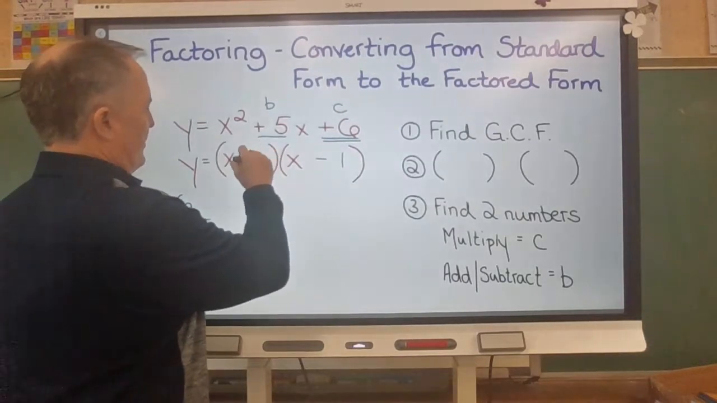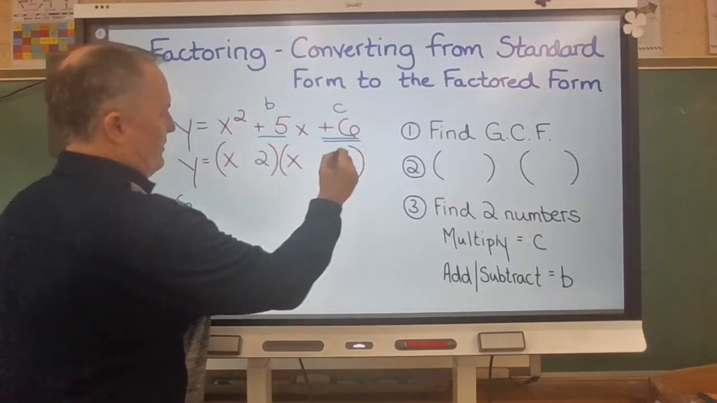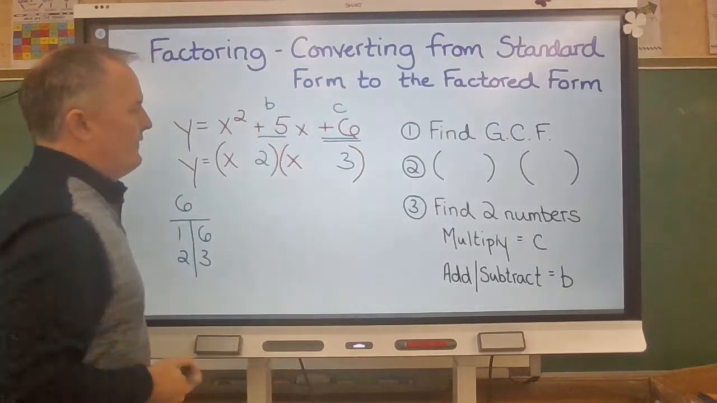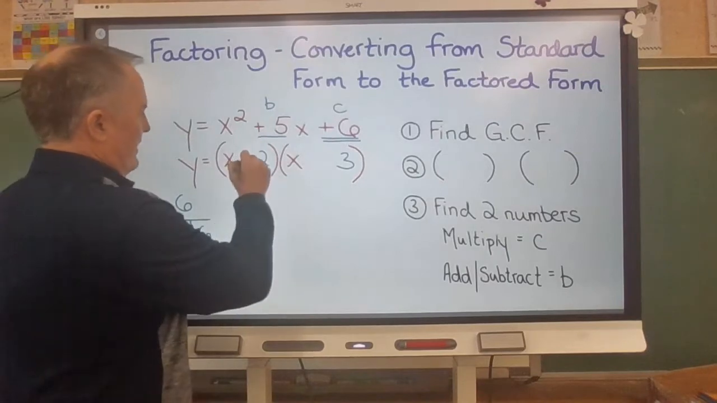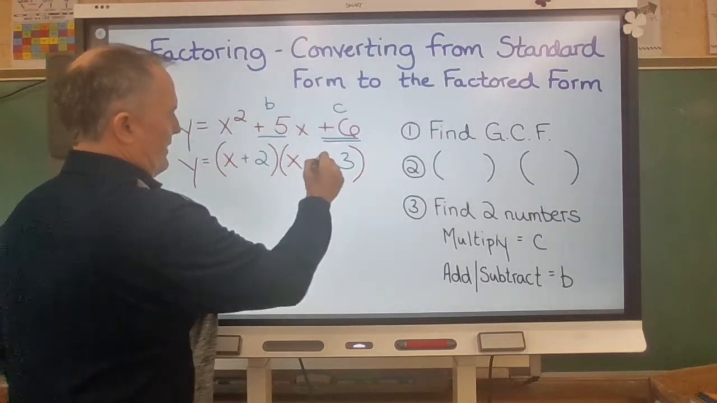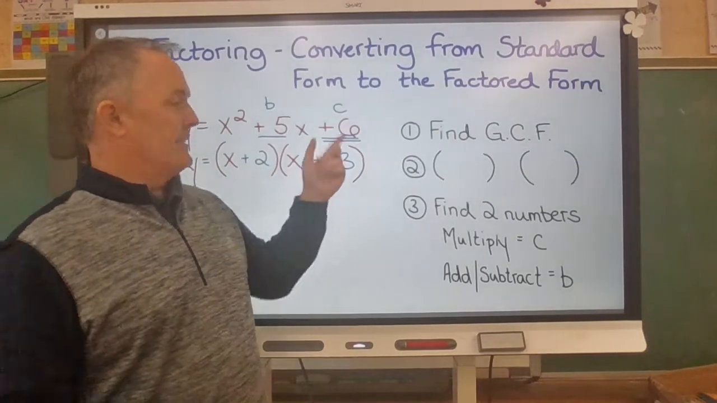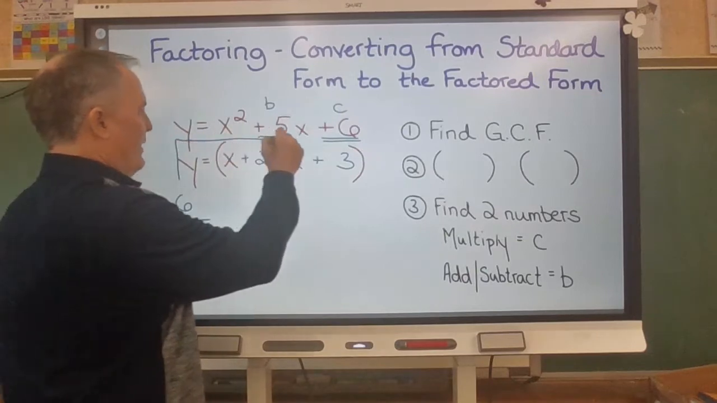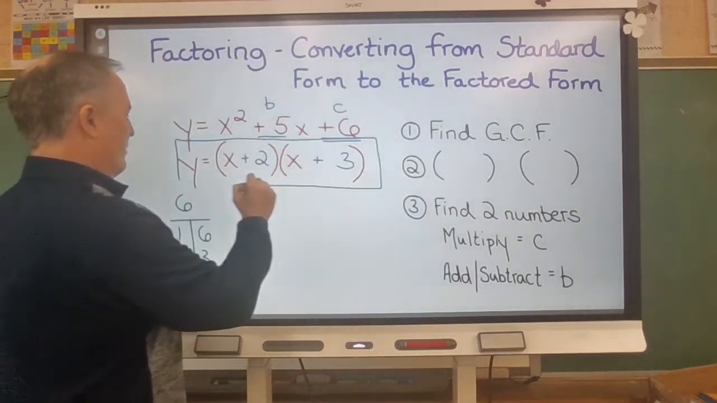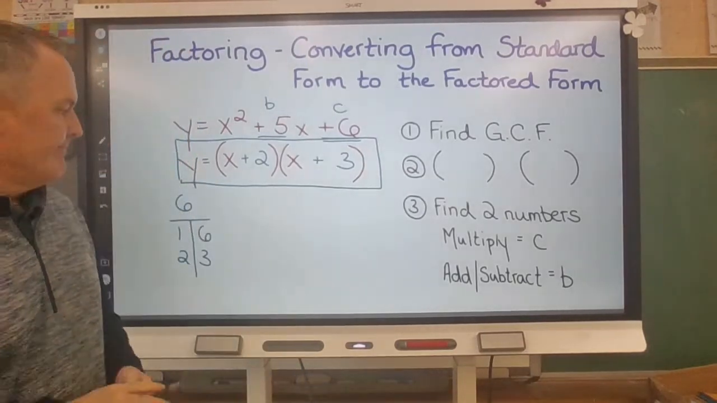So let's try 2 and 3. Let's put in 2, put in 3. Now if I want to add these together, that adds up to 5. So plus 2, plus 3, that equals 5, and a positive times a positive is a positive. So this right here would be the factored form of our quadratic. All right, let's do another one.